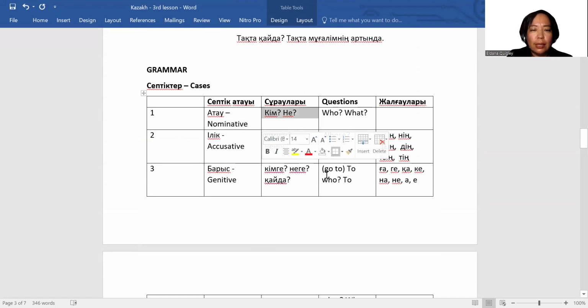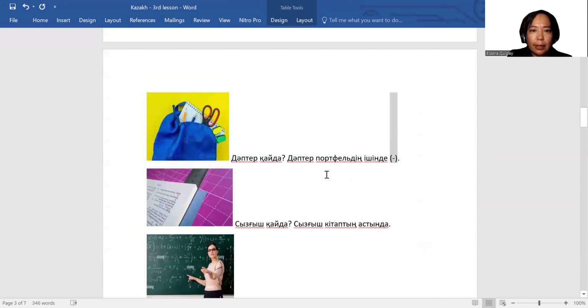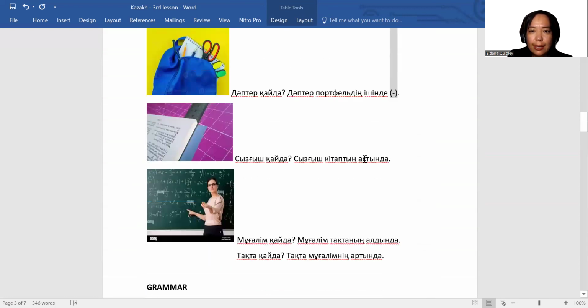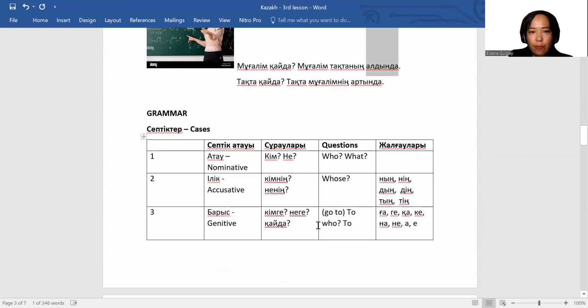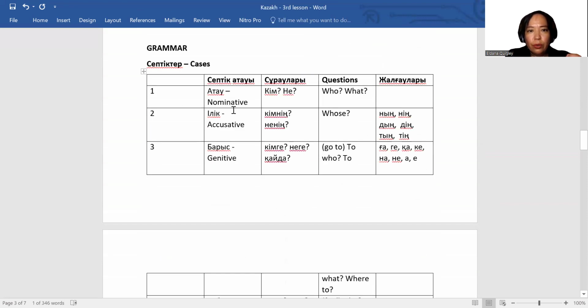So let's go through this, and I'm going to show you exactly where this астында, ішінде, алдында is coming from. If we go through these cases, we have all 7 cases. The first is атау. I'm going to go quickly through this because we're going to stop over this later. You don't have to remember everything. I'm just introducing you to cases in this class.